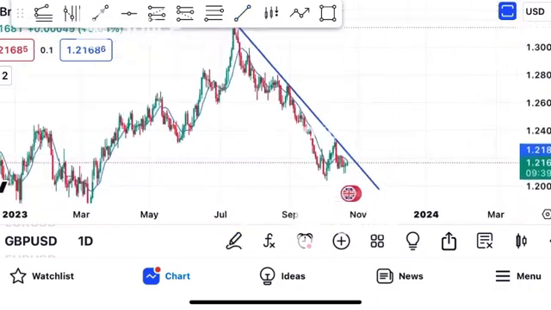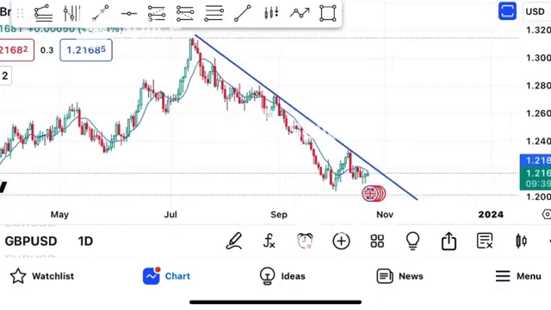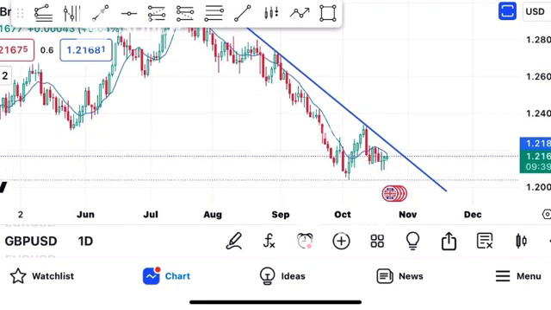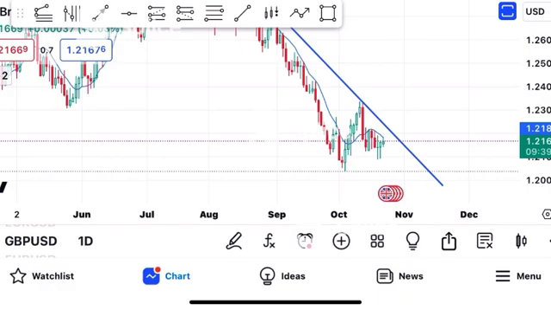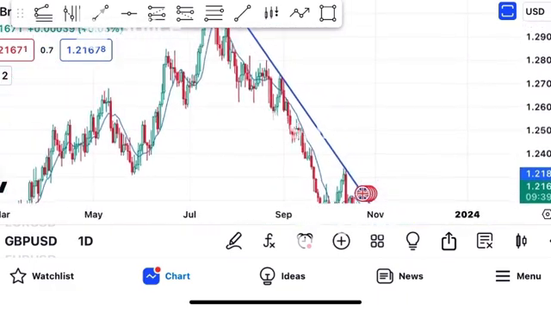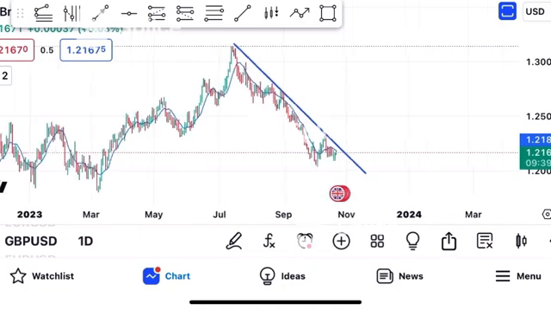So it's a bearish trend. You need to identify your trend to know the direction the market will be headed to. So there is that. My trend direction is bearish.